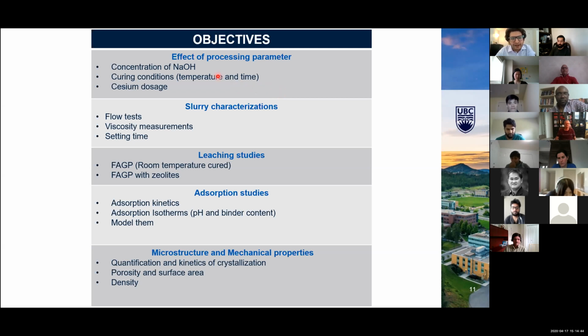And also other characterization includes slurry characterization, and finally when the products are formed, how the leaching behavior of cesium is carried out, and how the adsorption of cesium by the geopolymer is happening. And finally, to relate the effect of these processing parameters with the microstructure evolution and the mechanical properties.